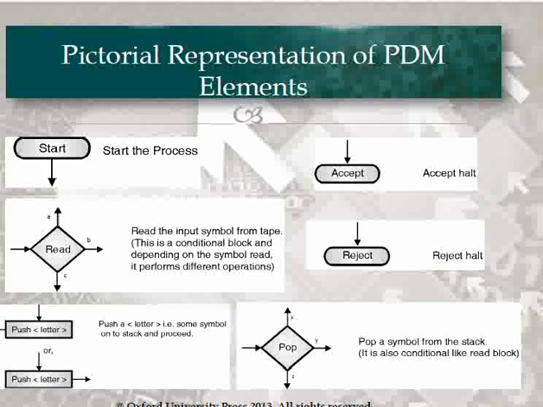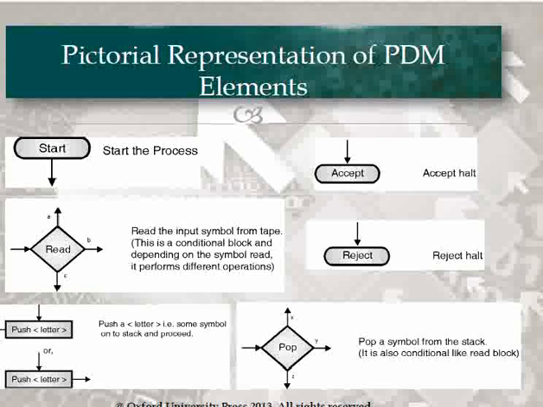So if you look at the elements of the push down machine, these are the elements that are present. These elements are taken from Vivek Kulkarni's book Theory of Computation. Here we have the start process, which is in the form of an ellipse. Then we have a read, which is represented in the form of a diamond, and it shows that depending on which symbol has been read, we can move in that particular direction.